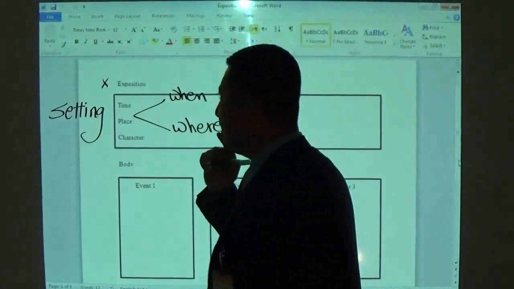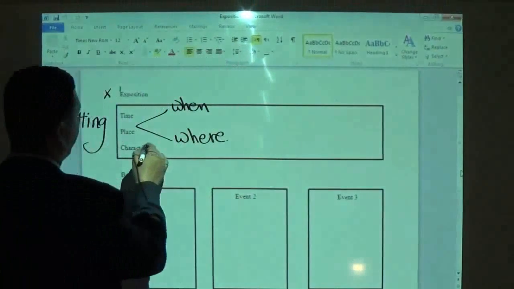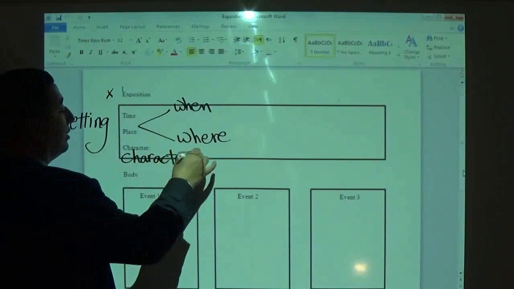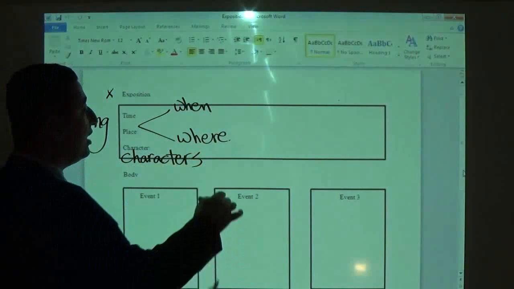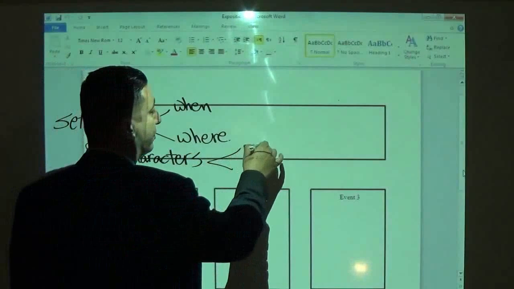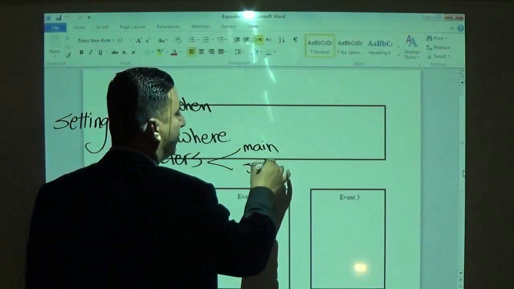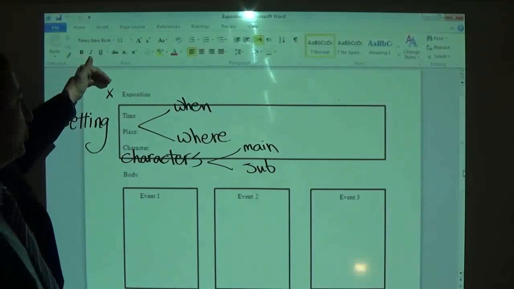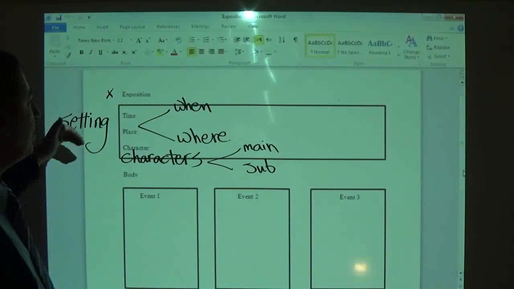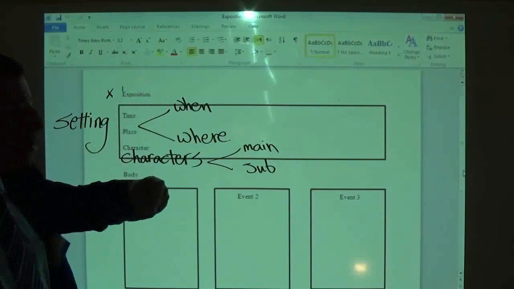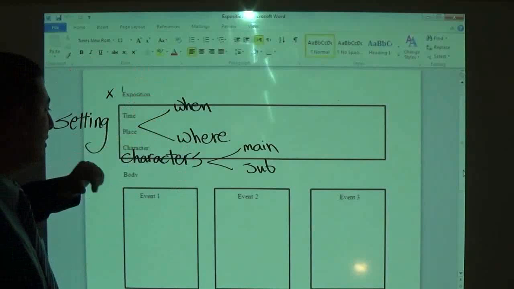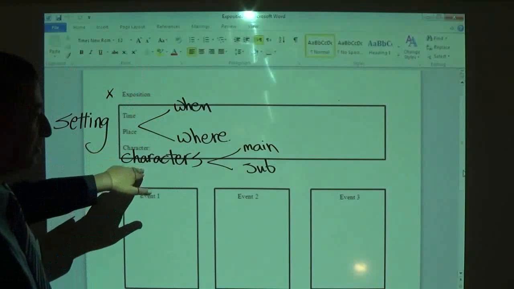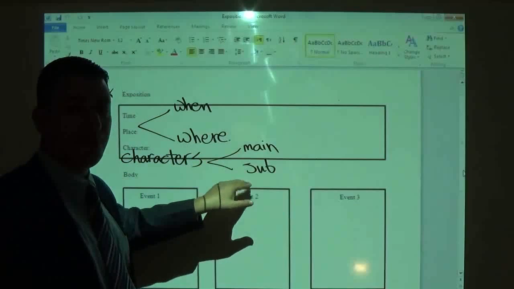The other thing in the exposition is characters. We have main characters and sub-characters. Again, we have the introduction and the setting. Setting contains two questions, when and where. The other part is called characters. We have main characters and sub-characters.